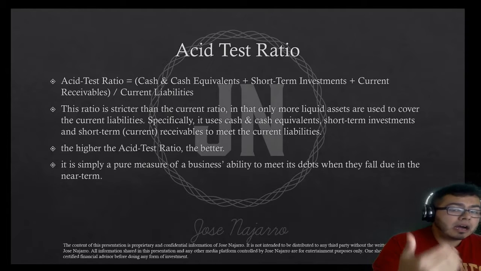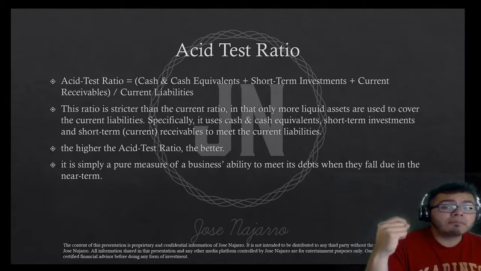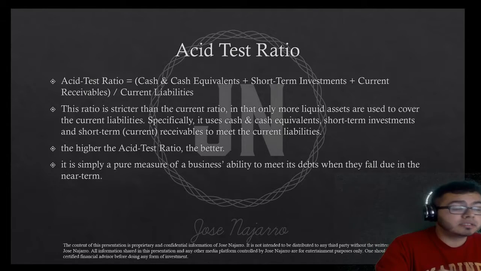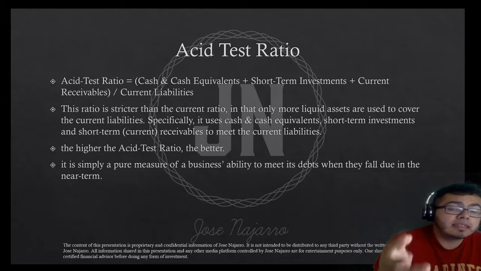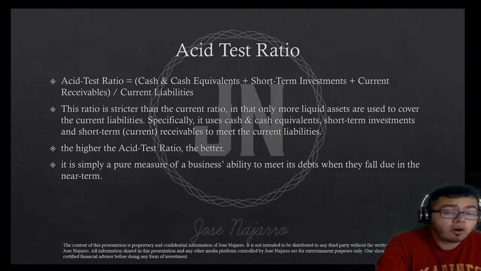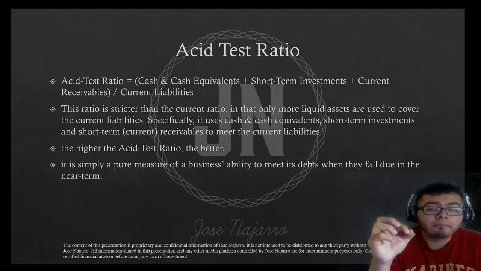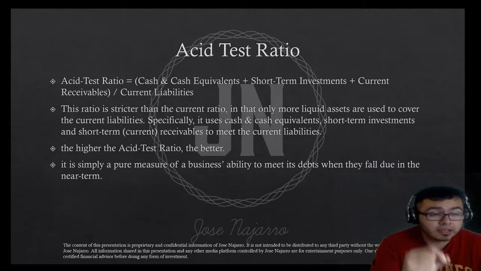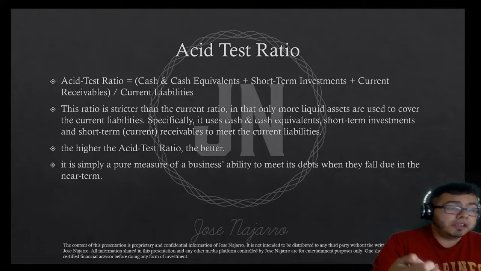But if I see a higher asset test ratio, that means a good thing, that this company definitely has even more cash and cash equivalents and short-term investments to pay off its current liabilities. It could also mean this company even has less current liabilities than it did last time, which again, is all pretty good. It is simply a pure measure of the business's ability to meet its debts when they fall due in the near term. So again, this is only for something to take a look at in the near term, right?